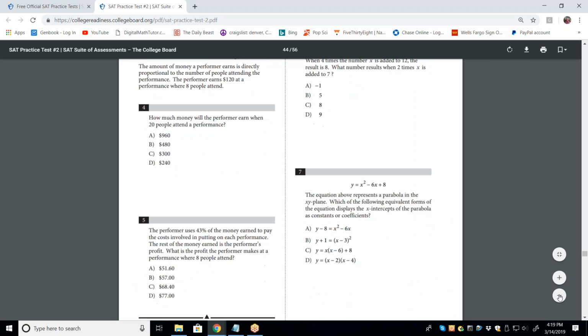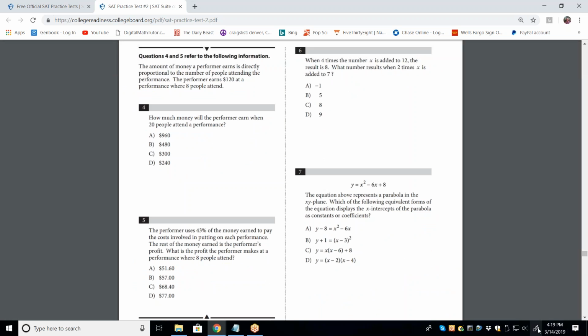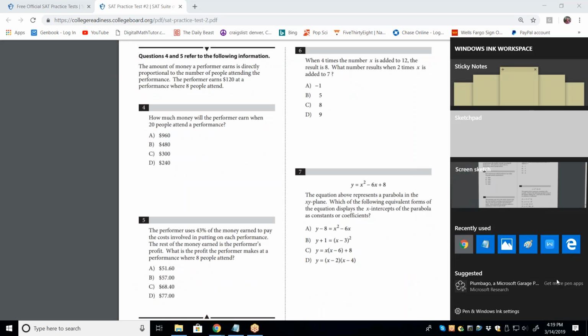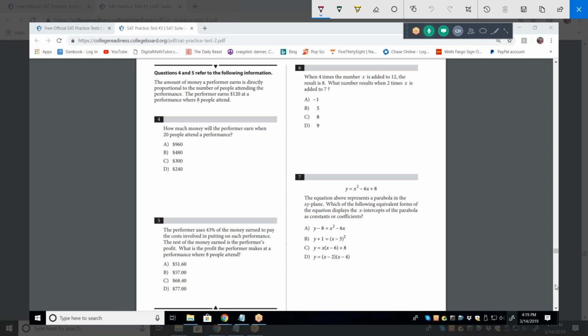5 on there. Okay, can you read that? Yes. Okay. Number 5. How are you going to do this one?